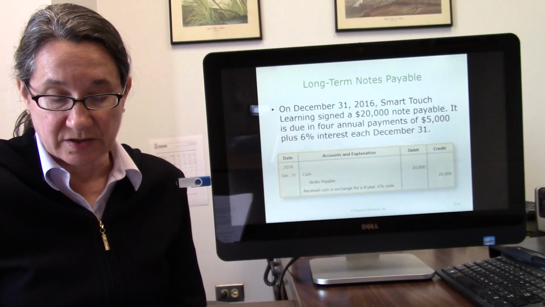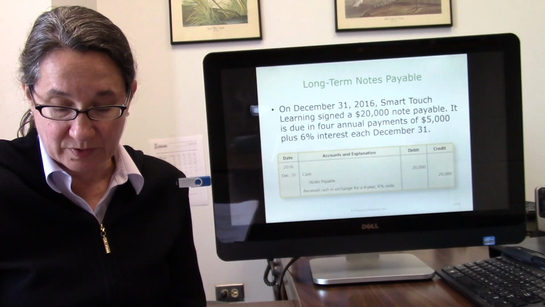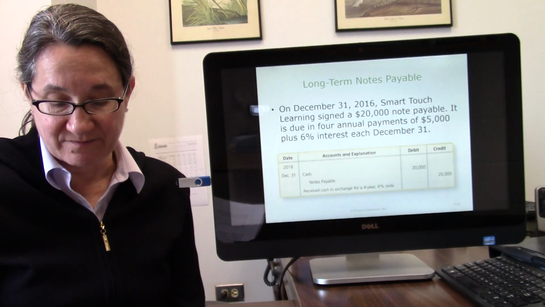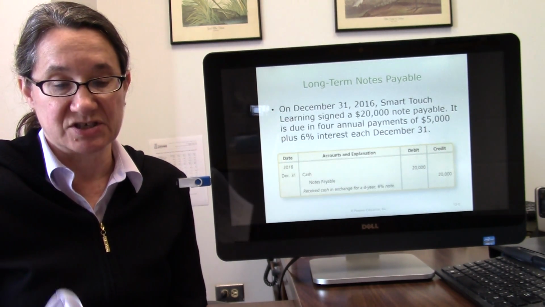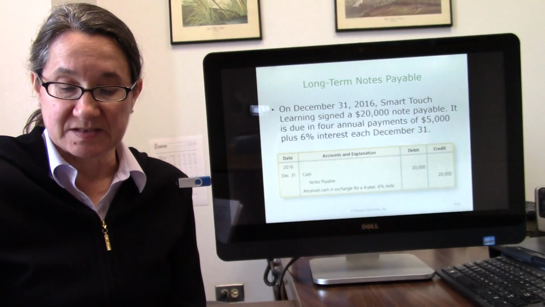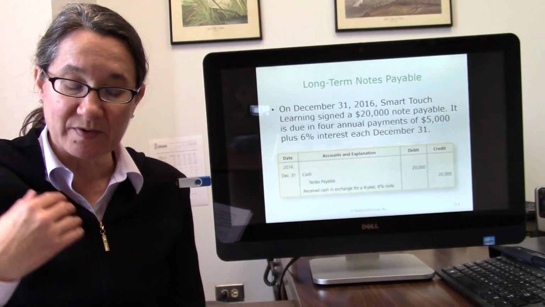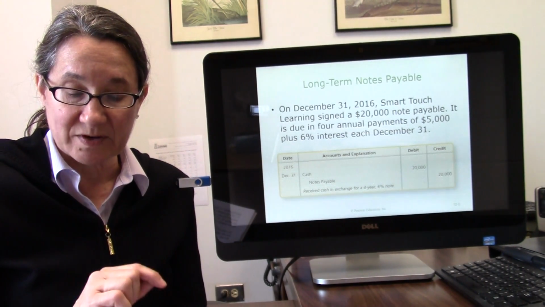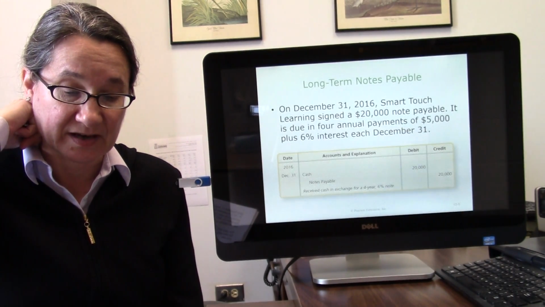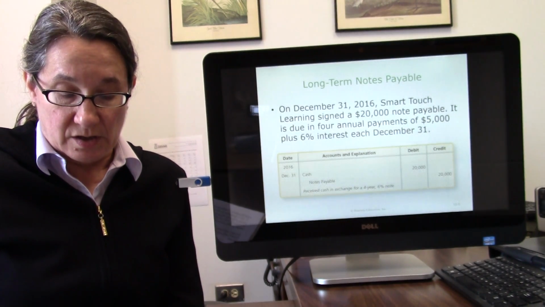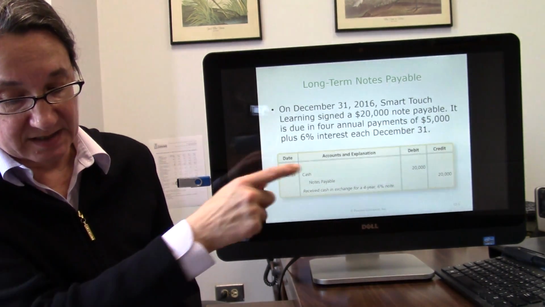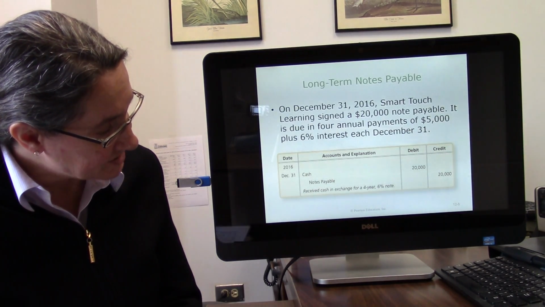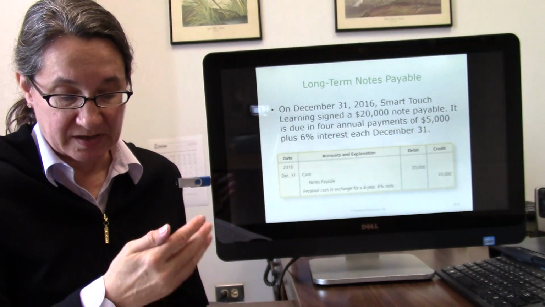For example, TuTh Learning signed a $20,000 note payable on December 31, 2016. The note will be paid over 4 years with payments of $5,000 plus 6% interest each December 31st, right? Beginning December 31, 2017. Remember that the current portion of the note, the amount due December 31, 2017, that $5,000 is considered a current liability on December 31, 2016. So the entry will require a debit to cash for $20,000 and a credit to notes payable for $20,000. So this is putting it on the books. Cash came in, so of course that's a debit. Notes payable is a liability, $20,000.